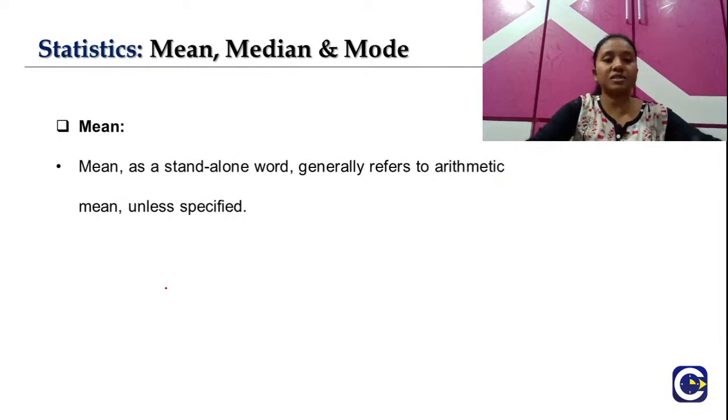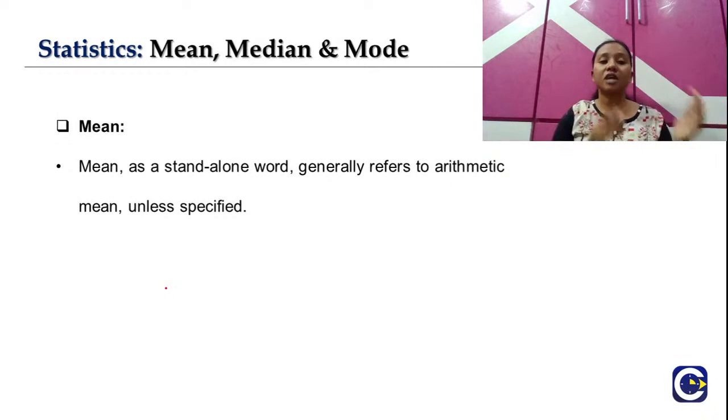So first we'll start with the mean. Mean generally refers to the arithmetic mean. It's simply the average, the arithmetic mean, so you can call it either way. Simply, it is the arithmetic mean of the given series. But the procedure and the formula to find it will vary according to the types of series.